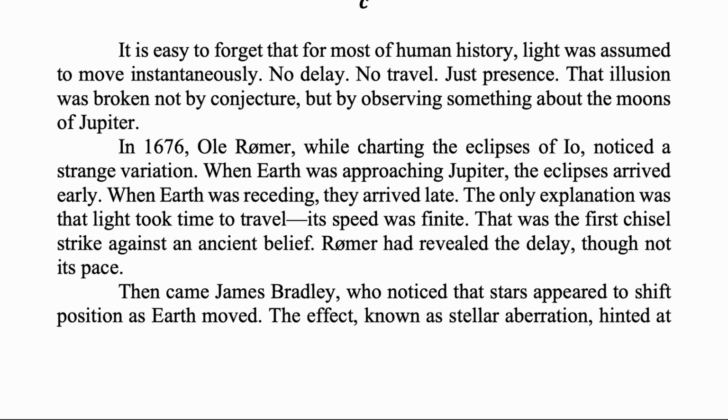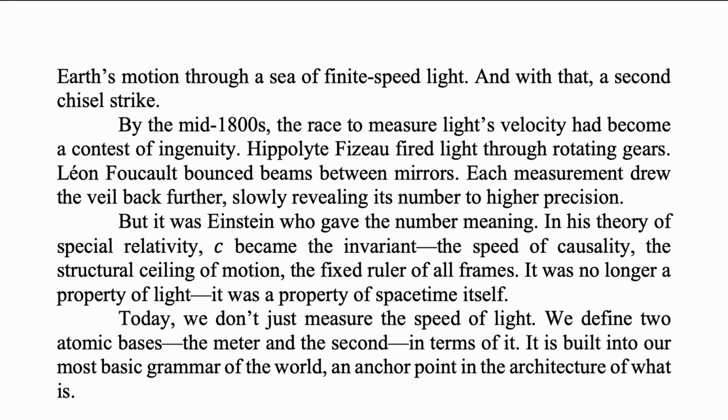Then came James Bradley, who noticed that the stars appeared to shift position as Earth moved. The effect, known as stellar aberration, hinted at Earth's motion through a sea of finite-speed light, and with that, a second chisel strike. By the mid-1800s, the race to measure light's velocity had become a contest of ingenuity. Hippolyte Fizeau fired light through rotating gears. Leon Foucault bounced beams between mirrors. Each measurement drew the veil back further, slowly revealing its number to higher precision.